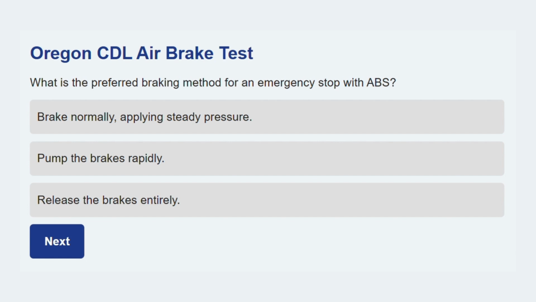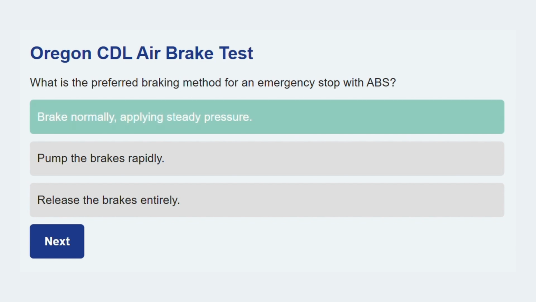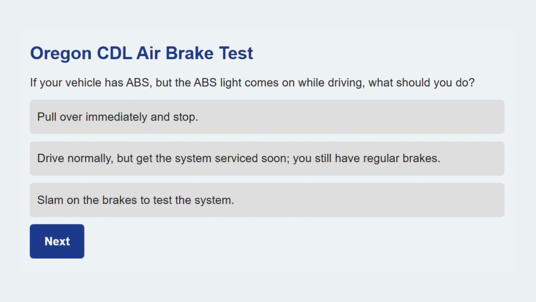And the next point, what is the preferred braking method for an emergency stop with ABS? Brake normally, applying steady pressure. Let the ABS system do its job by keeping your foot firmly on the pedal.